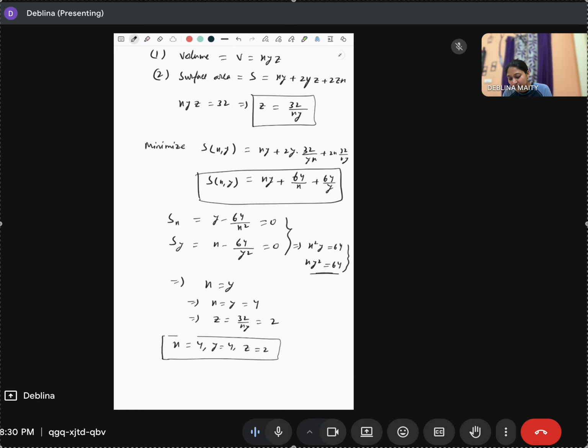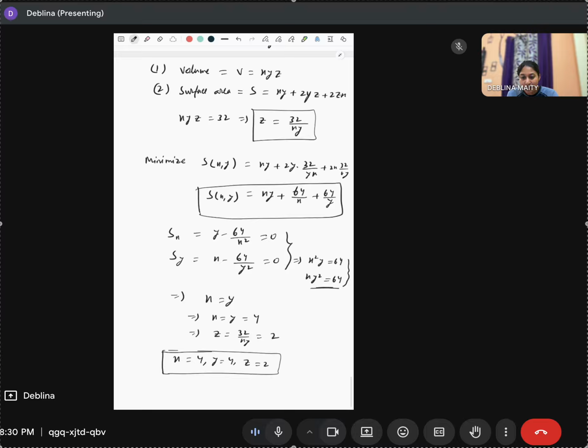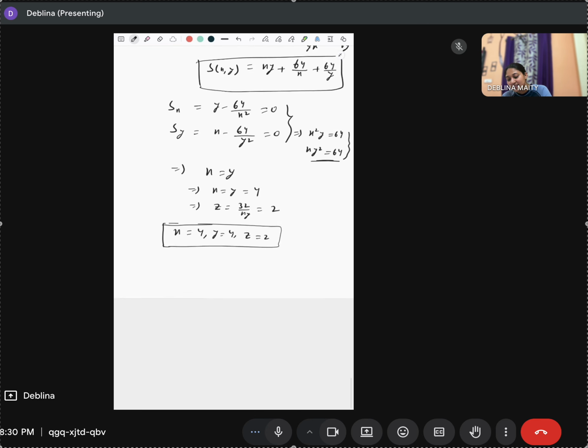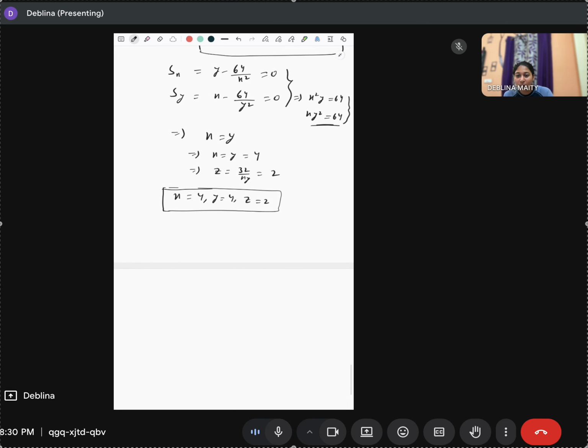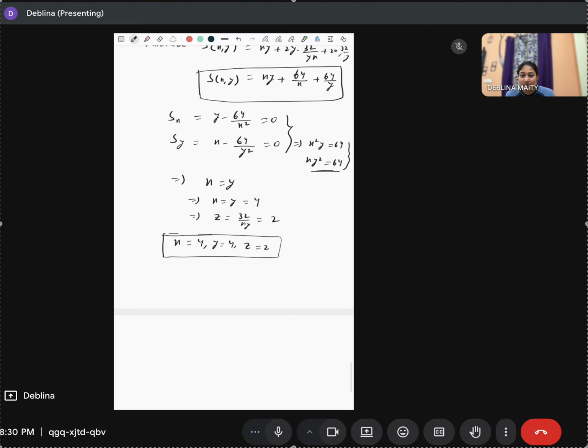So this is the dimension, right? Dimension means length by width by height. If this rectangular box has this dimension, then it gives the minimum. But I have not yet checked whether it is a minimum or maximum. We have found this point. Now we have to calculate this delta. First we have to find Sxx.